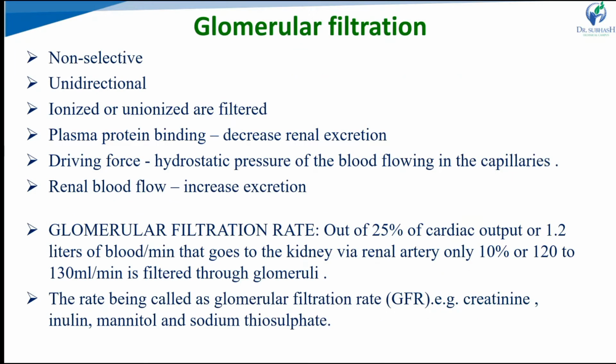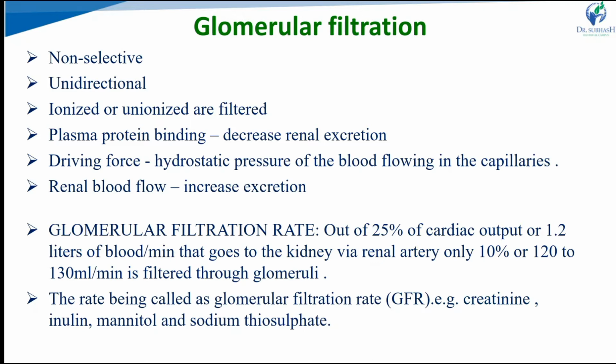First one, glomerular filtration. It is the first step in the formation of urine, the process in which the kidney filters the excess fluid and waste from the blood into the urine collection tubes. Glomerular filtration is a non-selective and unidirectional process. It removes both ionized and unionized classes of drugs that are water soluble and polar in nature. Plasma protein bound drugs are not filtered through glomerular filtration, so renal excretion decreases if the drug is bound with protein. Only free drugs go for filtration.